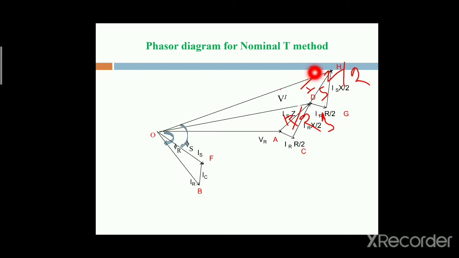Therefore, Vs is equal to V dash plus this drop, that is Is Z by 2. What is the value of V dash? V dash is equal to Vr plus Ir Z by 2. What is the formula for Is? Is is equal to Ic plus Ir.